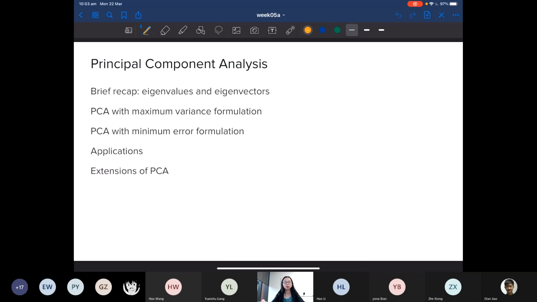We are going to start with a brief recap of eigenvalues and eigenvectors of symmetric matrices, which is the foundation of PCA, and then we're going to look at two alternative formulations of PCA and how we apply it, and then extensions.